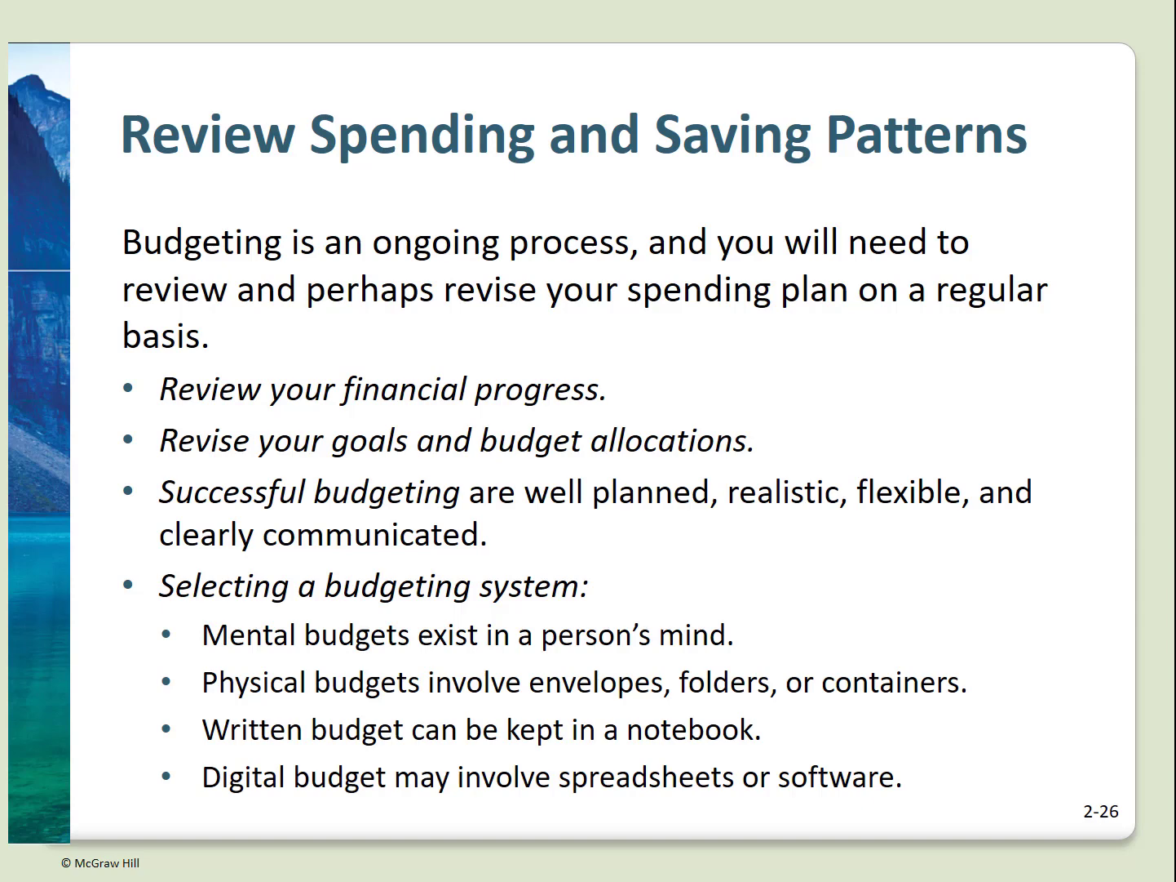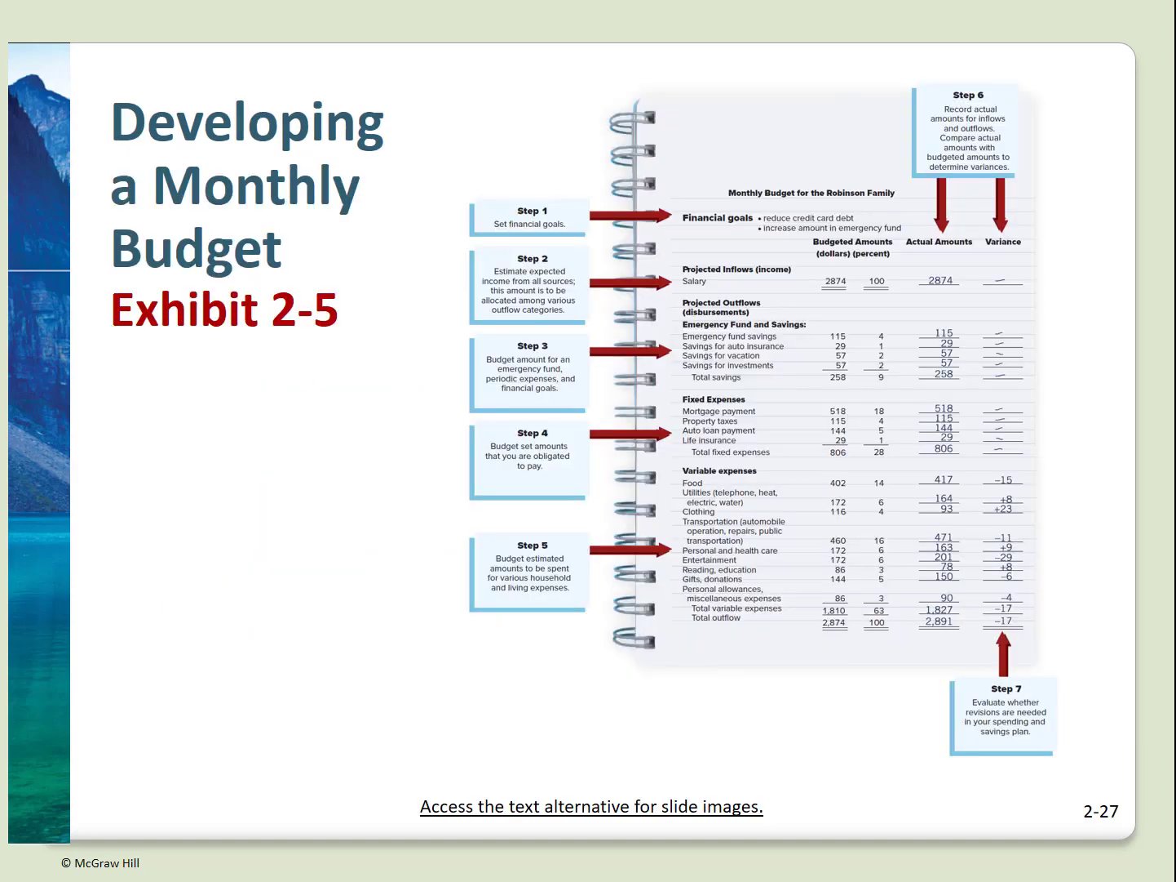This is Exhibit 2.5. It's a sample monthly budget for a family. Notice the steps followed that we outlined. Step 1, they clearly stated their goals. Step 2, estimate their projected income. Step 3, budget for emergency funds and savings. Step 4, budget fixed expenses. Step 5, budget estimated variable expenses. Step 6, record actual expenses and variance to budget. Step 7, evaluate whether revisions are needed based on the surplus or deficit.